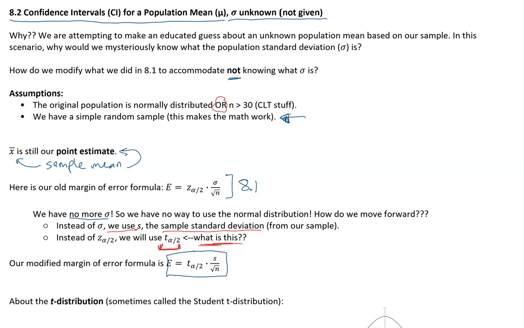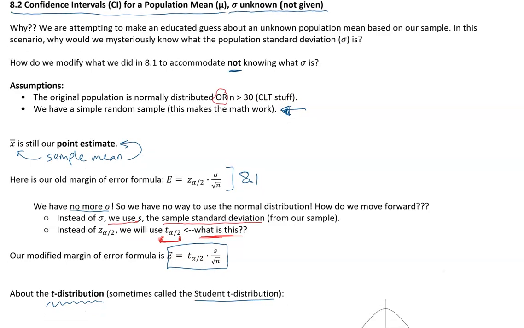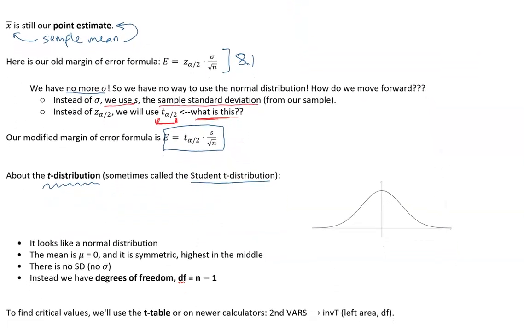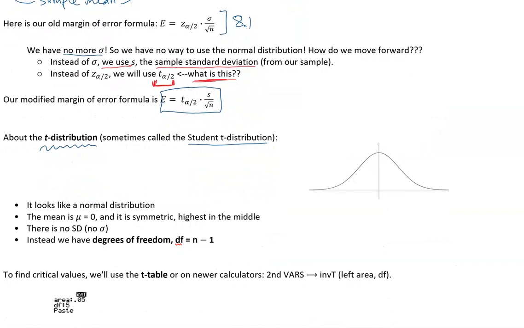All right, so we need to talk a little bit about this thing called the t distribution, sometimes called the student t distribution. So here's a picture of the t distribution. If you think it looks a little bit like my normal distribution graphs, you're absolutely right. I'm just going to put a t next to the horizontal axis, and that makes it the t distribution. It does look like a normal distribution. It has a mean of 0, so 0 goes in the middle, and it is symmetric, highest in the middle.